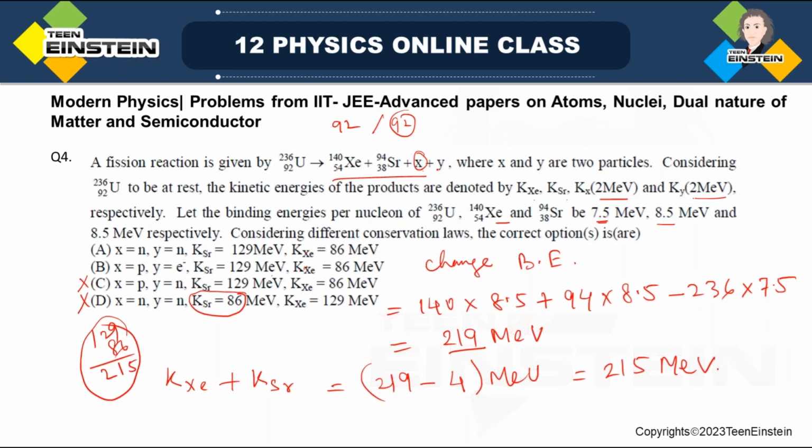So if X is proton and Y is electron, then the conservation of number of protons and conservation of number of electrons is not satisfied. So that's why proton and electron we cannot take. So therefore option A will be the correct answer for this question.